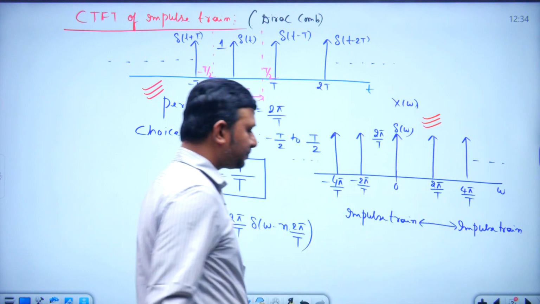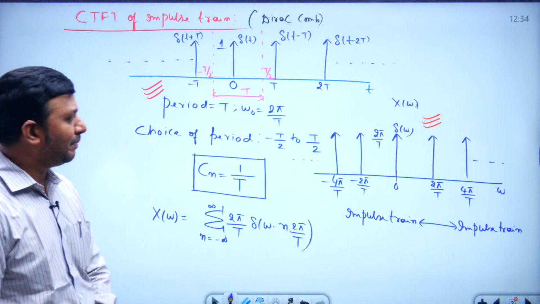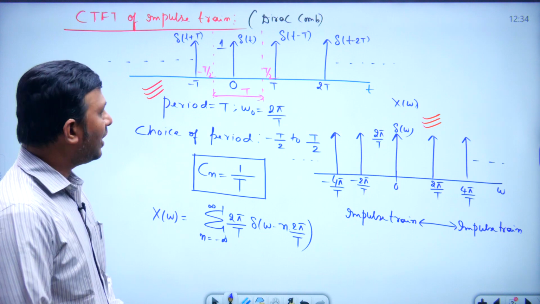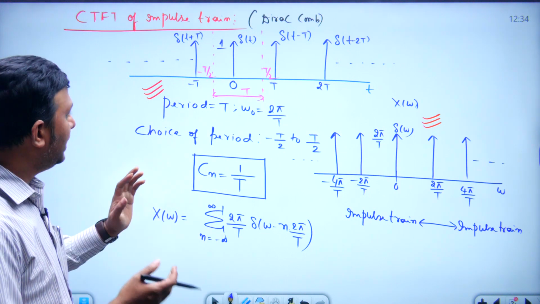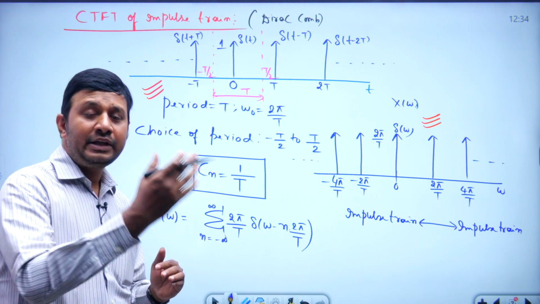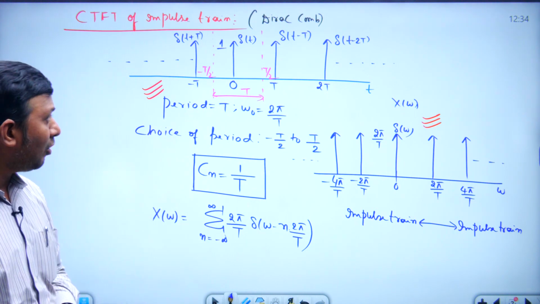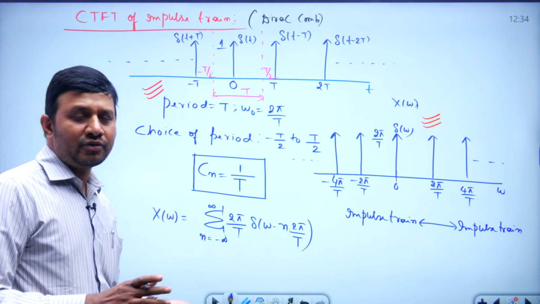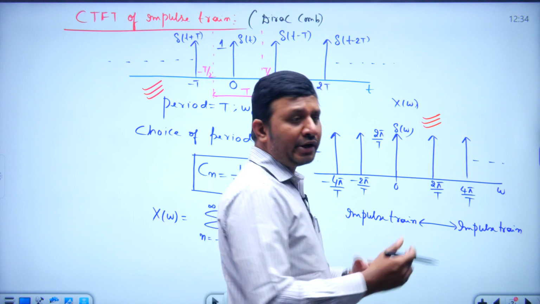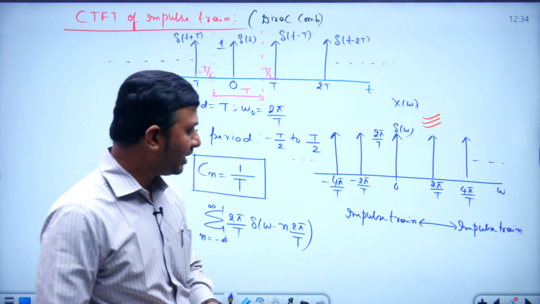This is the Fourier transform of impulse train, right. Now, observe here, we are going to make use of this Fourier transform of impulse train in the concept of sampling. Along with this Fourier transform of impulse train, you need some more concepts of Fourier transform in order to master sampling. What are those?